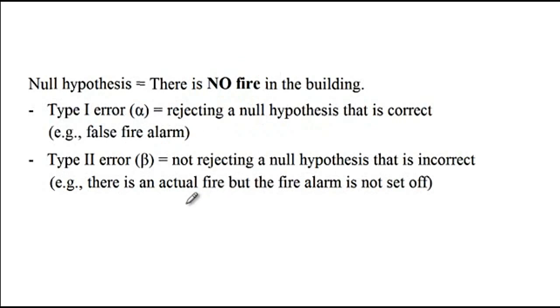But let's say on the other hand that there is actually fire in the building, but the fire alarm is not set off. So if there is fire in the building, then our null hypothesis is incorrect. And then by the fact that the fire alarm has not gone off, we are not rejecting the null hypothesis that is incorrect. And this is an example of type 2 or beta error.